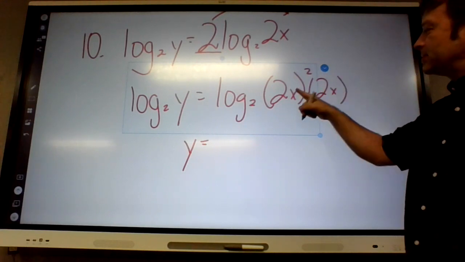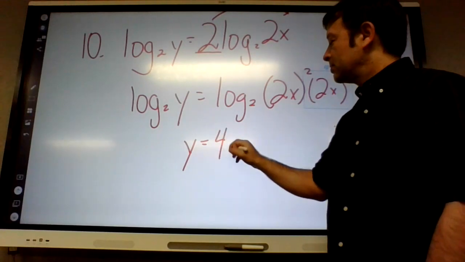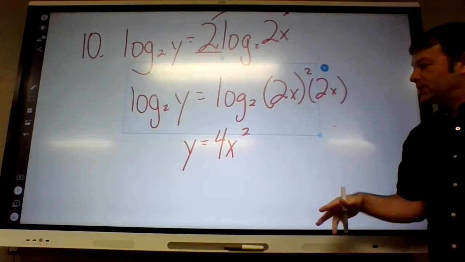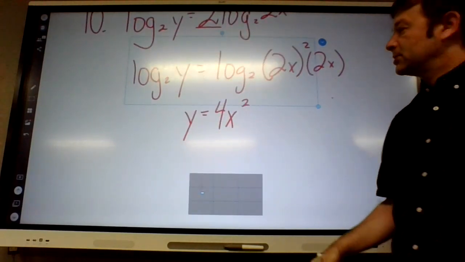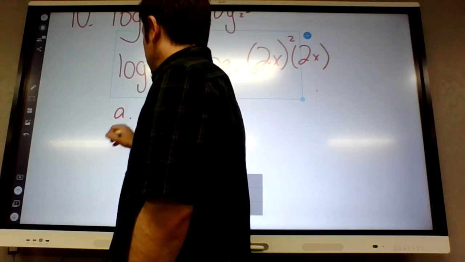2x times 2x is, 2 times 2 is 4, x times x is x squared. When it's one term, you just square everything in the term. 2 times 2, x times x.